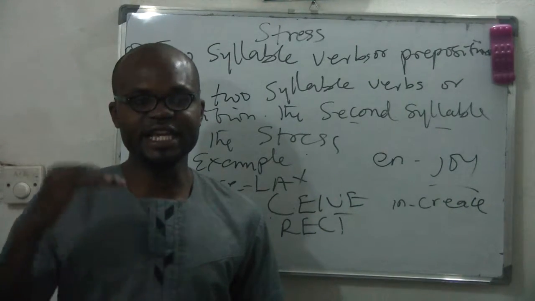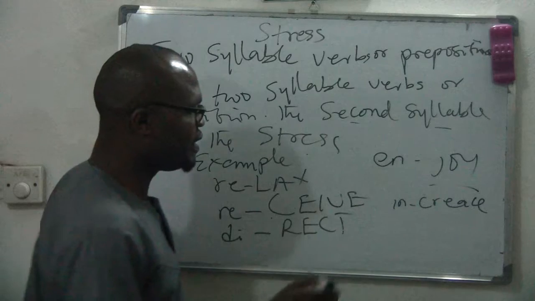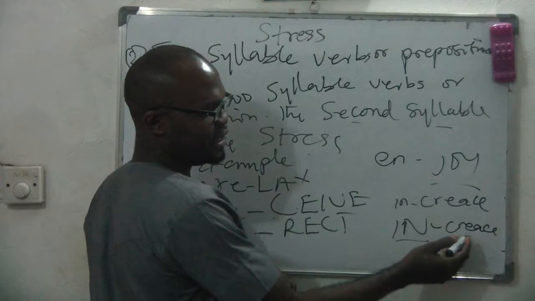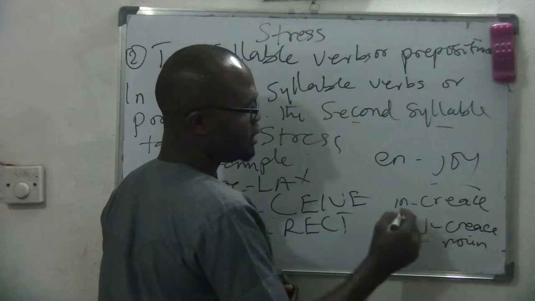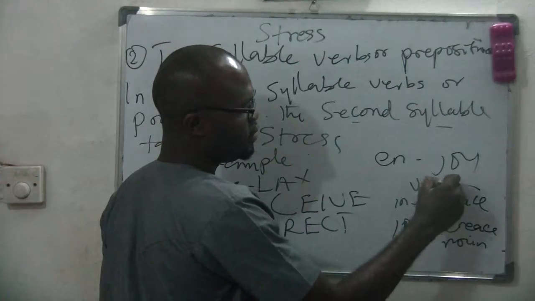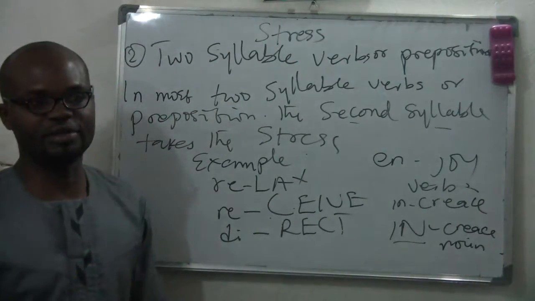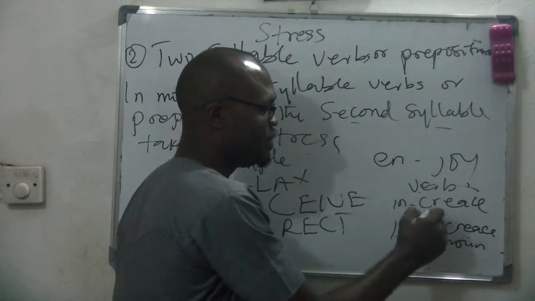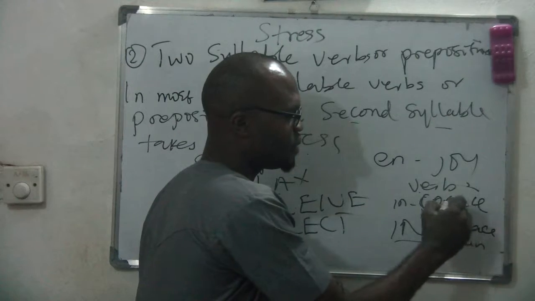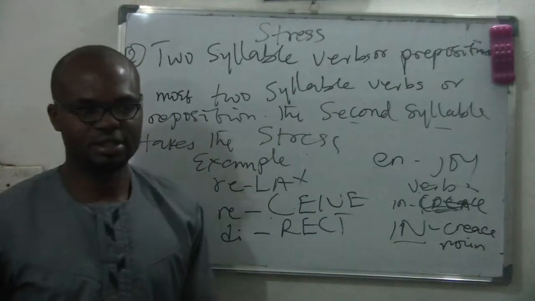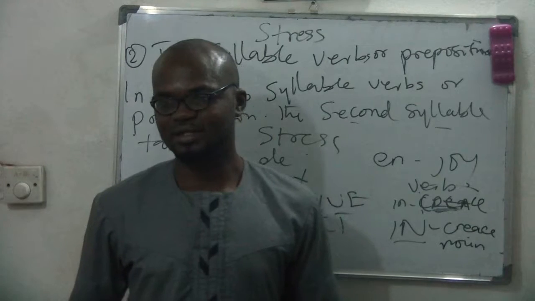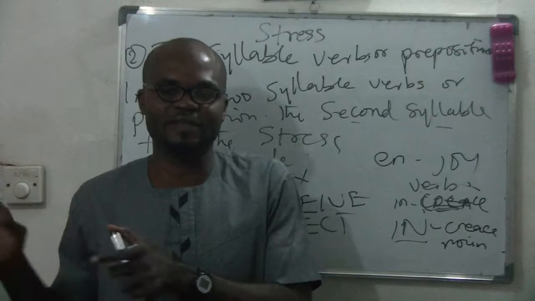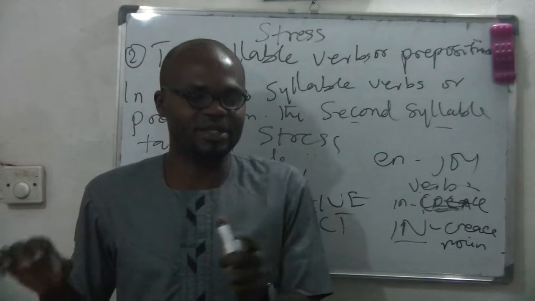But there is another word, increase. Increase is a word. Increase is a noun. But increase is also a verb. You are telling somebody to increase something. Increase it. I want you to increase the number. This is a verb, so the stress is on the second syllable. But when you say an increase, the stress is on the first. You understand? An increase from what we had before. This is an increment or an increase.